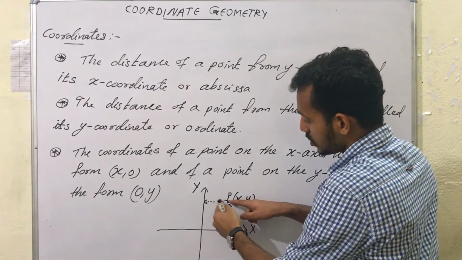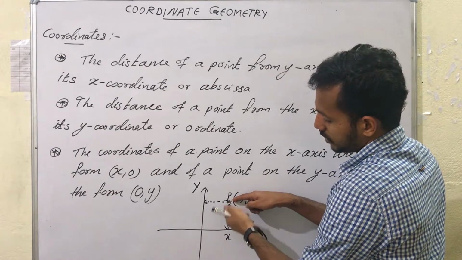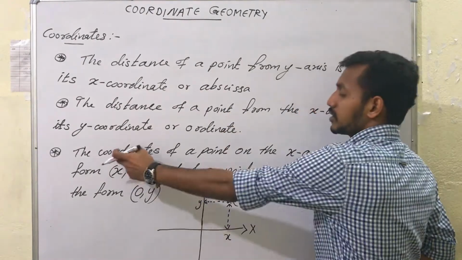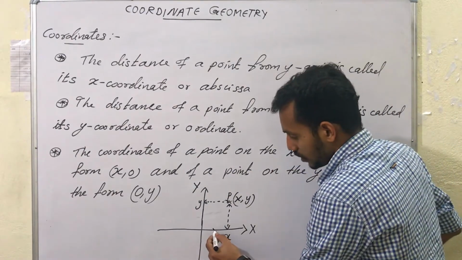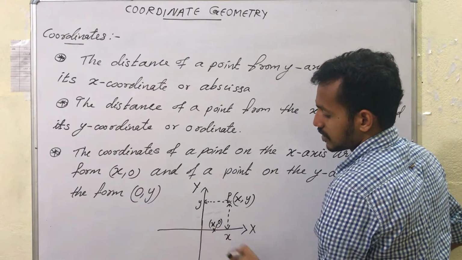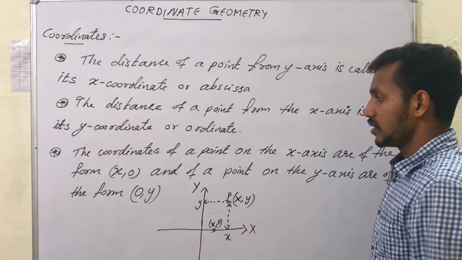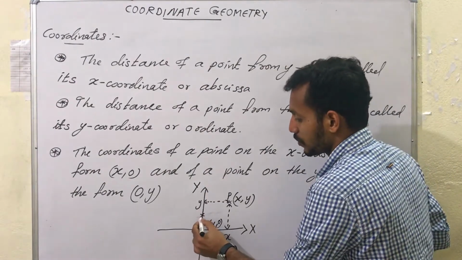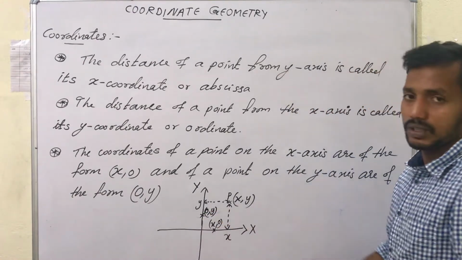Clear? That means this distance gives the x value, and this distance from the x axis to this point gives the y coordinate. That is very important to know. And the third point: the coordinates of a point on the x axis are of the form x comma 0. If a point lies on the x axis, then the coordinates of that point will be x comma 0, that means the y coordinate will be 0. Similarly, a point on the y axis is of the form 0 comma y. The x coordinate will be 0. These two concepts we also need to remember.